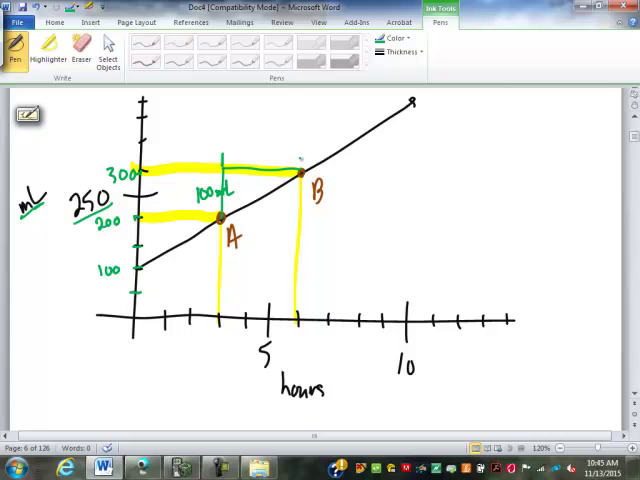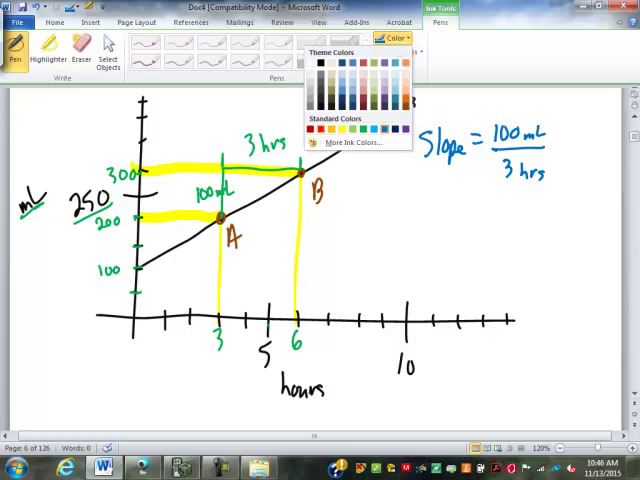From A to B, what is our change in time? If this is 5 hours, this would have been 3 and 6. The time changes by how many hours? 3 hours, right? From 3 to 6. So the slope of this could be determined as 100 milliliters for 3 hours. Make sense? The slope is also a rate of change.